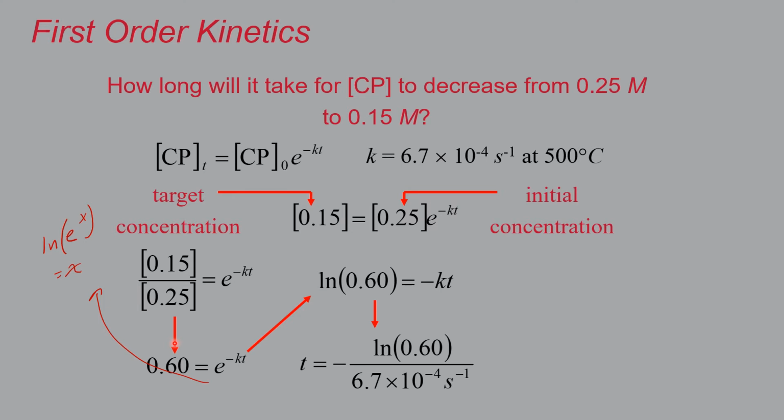From here on in, it is just algebra, so we can solve for the time, which is equal to the negative of natural log of 0.6 divided by 6.7 times 10 to the negative 4 per second. Now, what are the units? We have 1 over inverse seconds, so this will give us seconds, which is good. And that gives us 762 seconds. Be careful with this negative sign. Again, this should be a positive result, right?